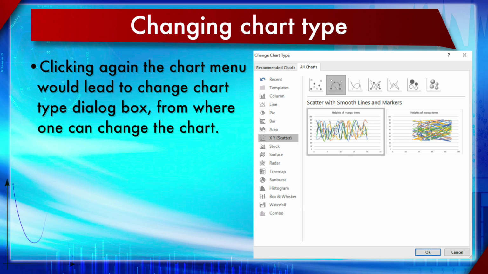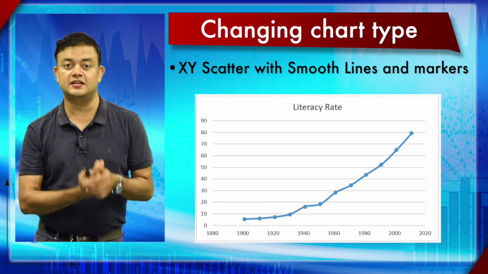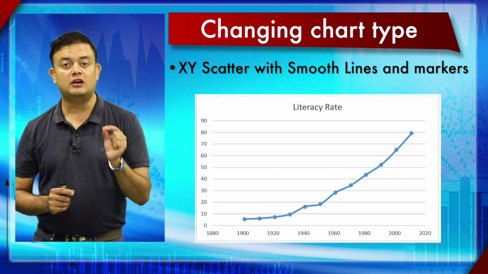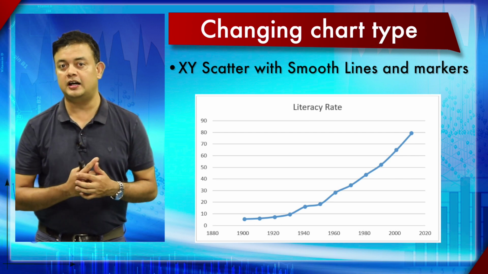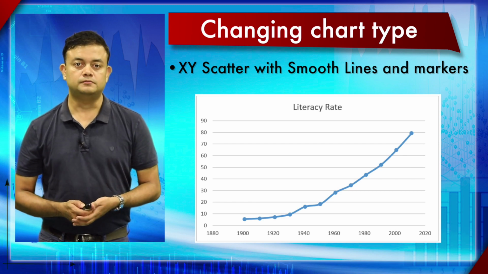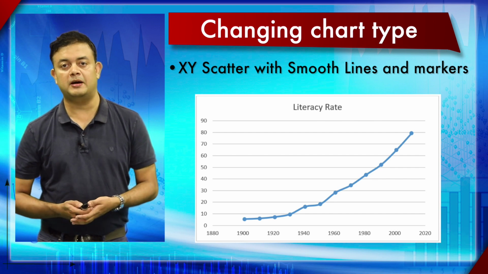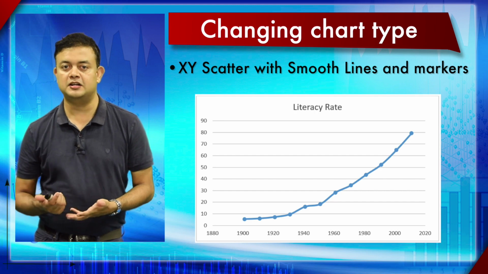So, for the literacy data that I presented earlier, you can generate one XY scatter with smooth lines and markers. That is one of the options in the chart menu: XY scatter with smooth lines and markers. If you do that, you will get this kind of graph, which is very good to convey. According to my perception, this is the best graph for the literacy data.